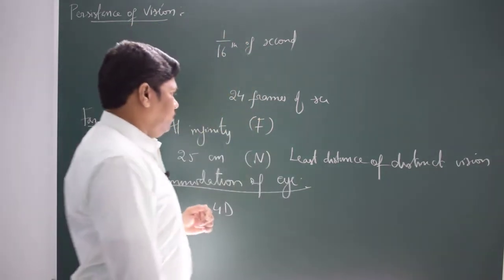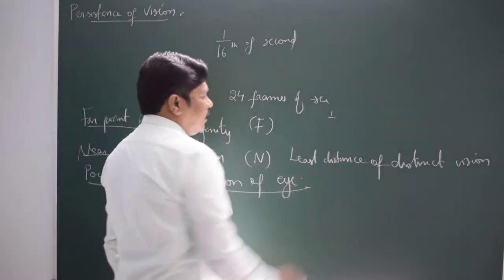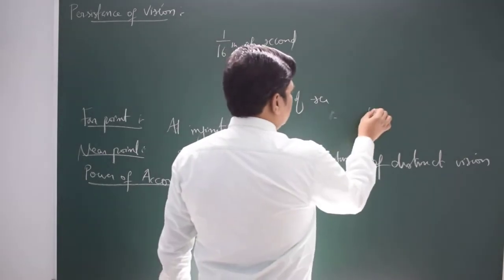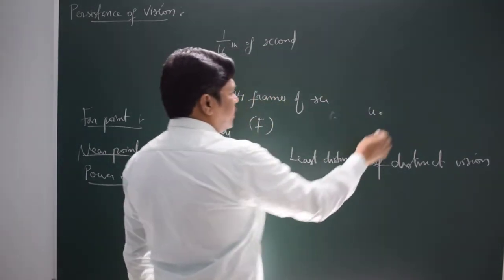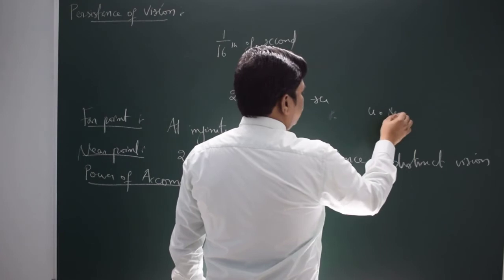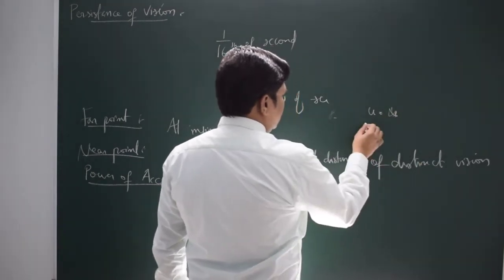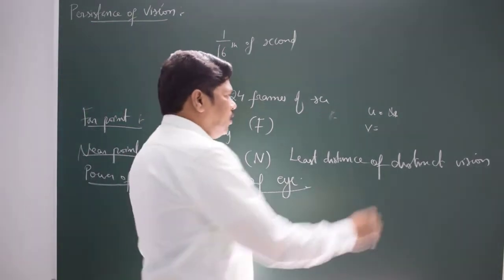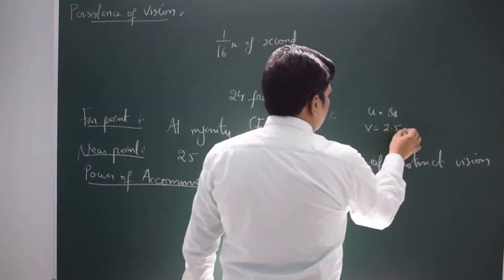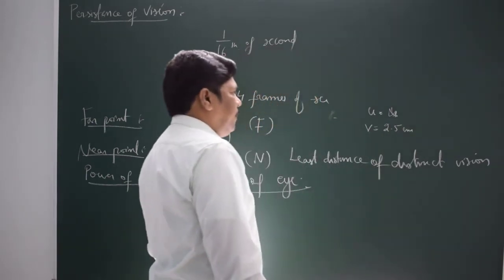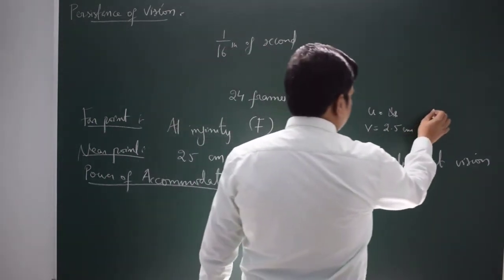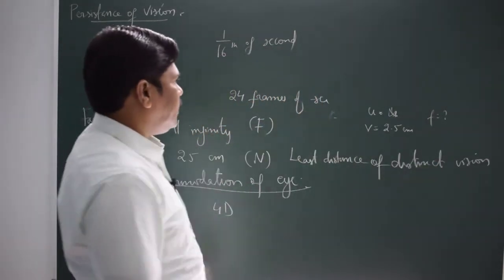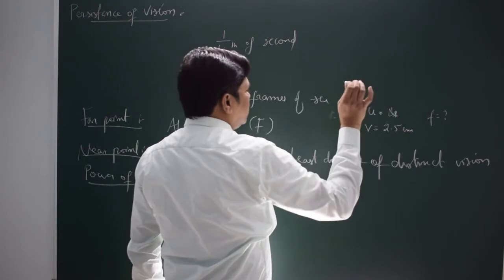Now, when we are seeing the far off object, I'll take the object at infinity, in front of the eye. Then the image distance, I'll round off to 2.5 centimeters, that is the screen on which the image is going to fall. And then we need to find the focal length in this case. This is all for the far point. These are the conditions for the far point.